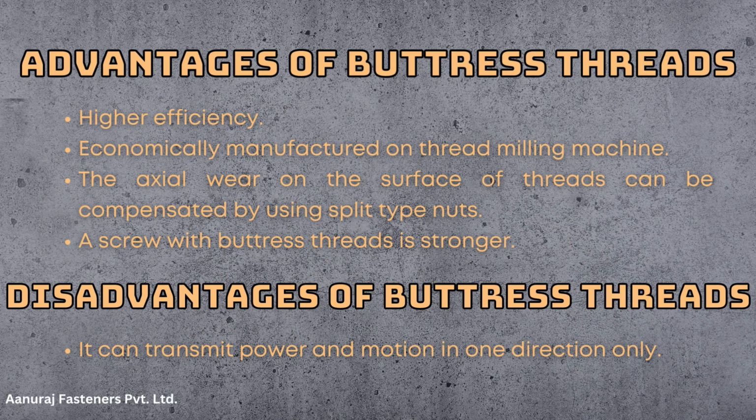Advantages of buttress threads: higher efficiency, economically manufactured on a thread milling machine. The axial wear on the surface of threads can be compensated by using split-type nuts. A screw with buttress thread is stronger. Disadvantage of buttress threads: it can transmit power and motion in one direction only.